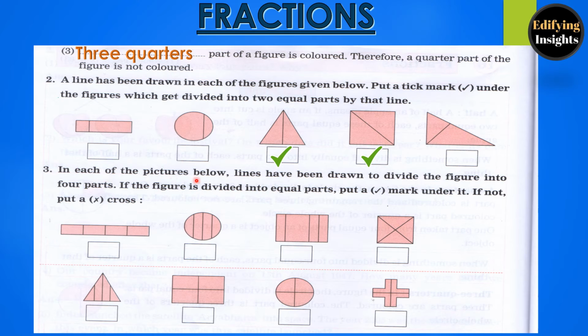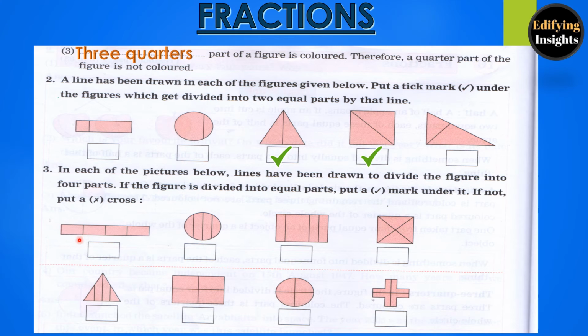In each of the figures below, lines have been drawn to divide the figure into 4 parts. If the figure is divided into equal parts, put a tick mark under it. If not, then put a cross. Children, here each picture is divided into 4 parts. We have to tick the box in which the image is divided into 4 equal parts. If it is not divided into 4 equal parts, then we have to cross it.